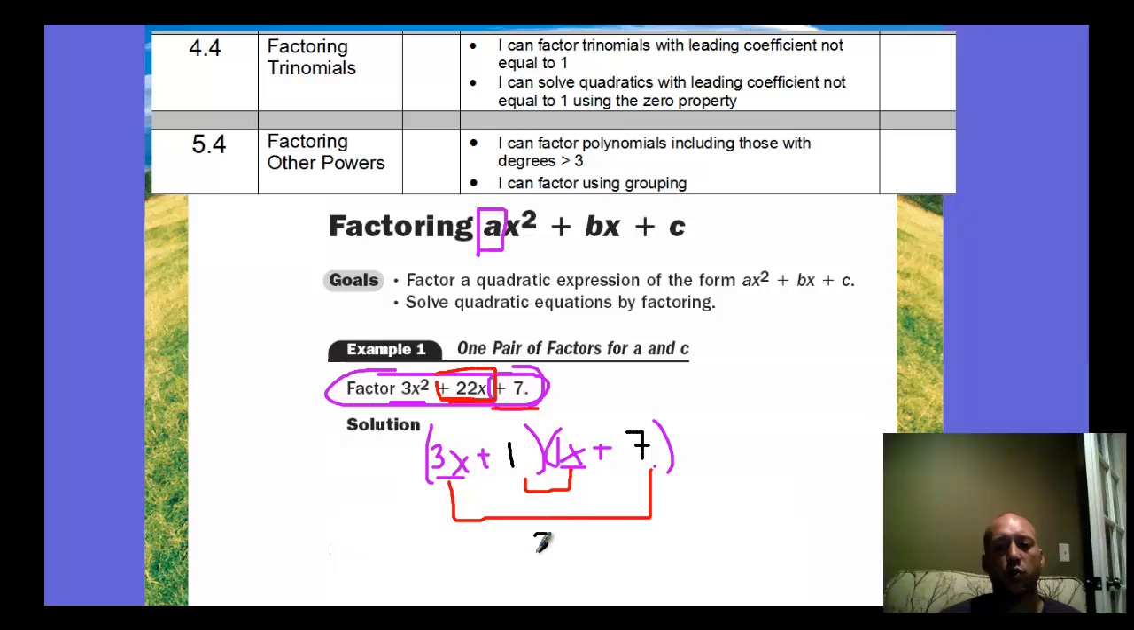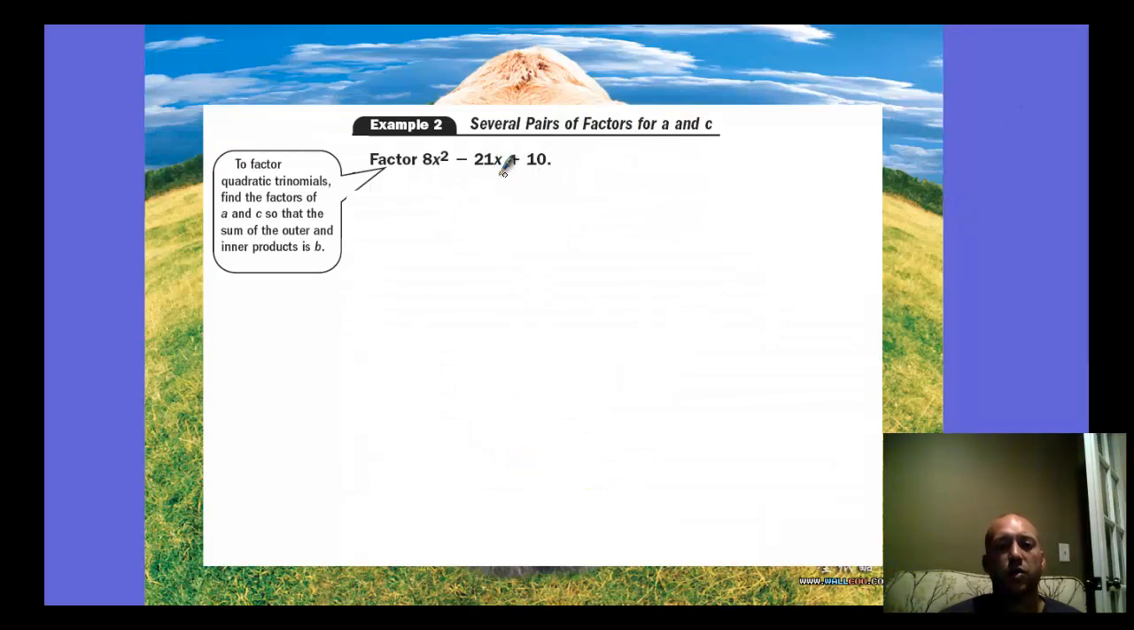Now if I look at OI, 3x times 7 is 21x, and 1 times x is 1x, which gives us that 22x. So that middle term OI is affected by that A value. That 3 is going to multiply to that 7. So that A value affects our OI. So this becomes more complicated now when we need to logically factor this. So for this one, we look at this, our A value is an 8 and our C value is a 10. These have multiple factors. So we're going to try breaking this up.